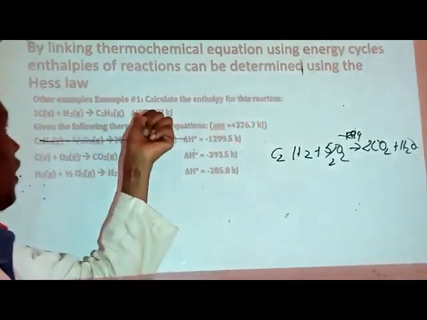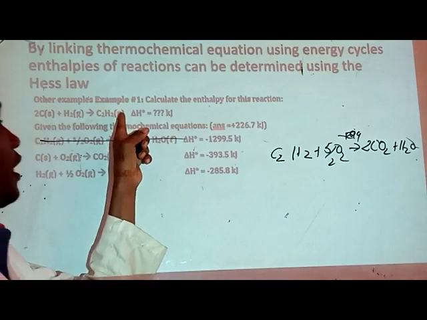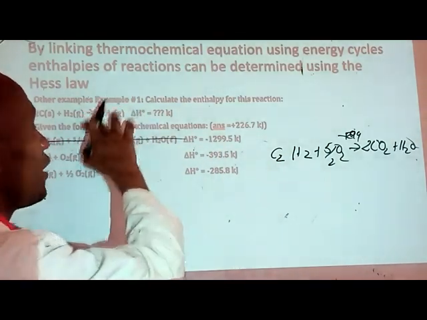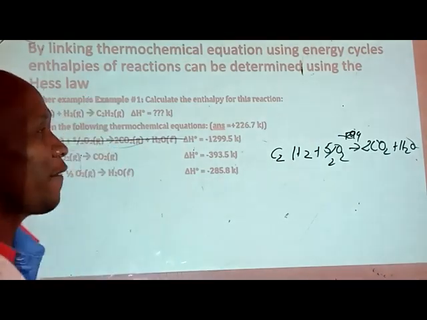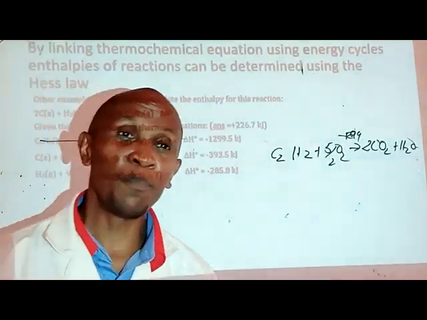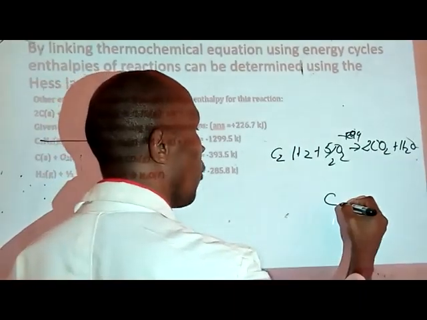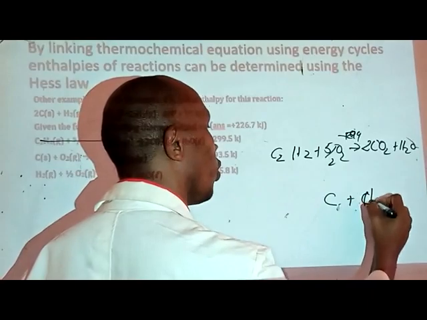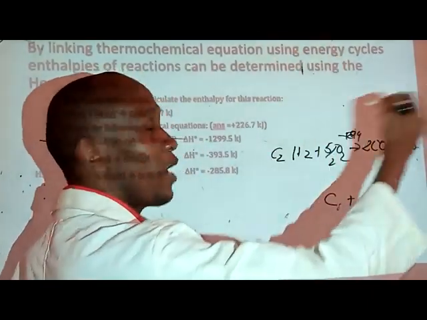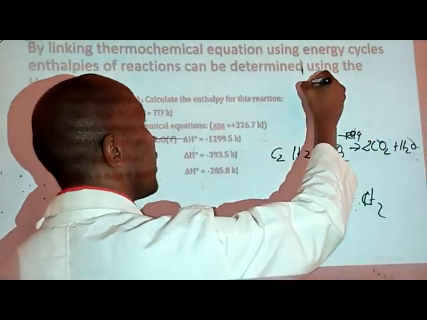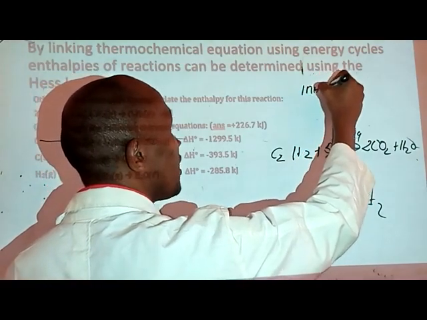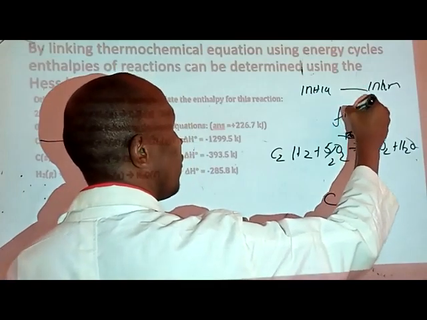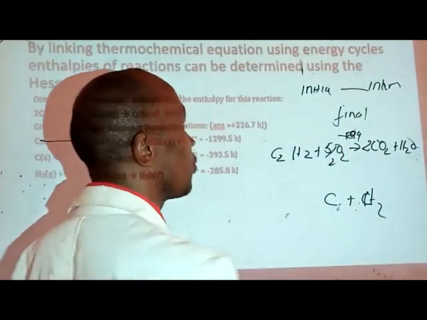Let me try to link these here. Now I already have the ethine, but I don't have carbon and hydrogen. I'll have to put them somewhere. Why do I put them there? Because it's supposed to be a cycle, sort of a triangle. This is the way the cycles look. There are initial substances, there are intermediate substances, and there are final substances.